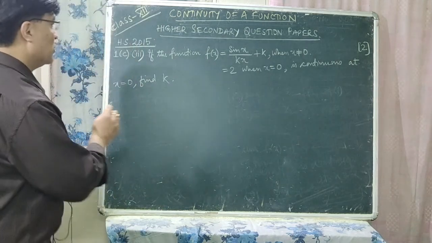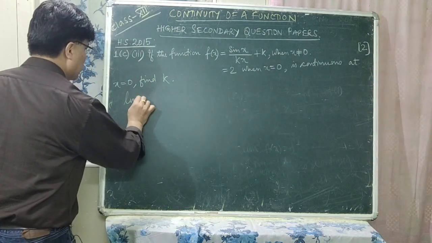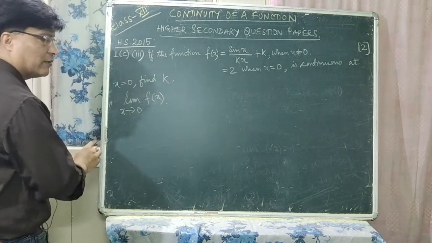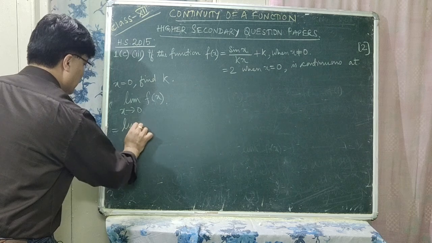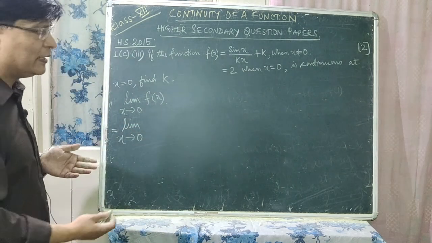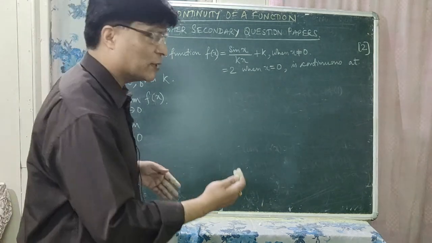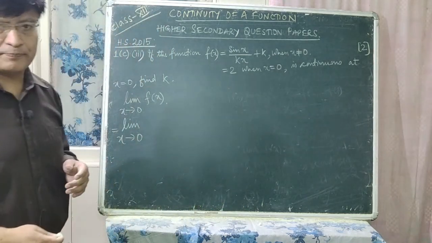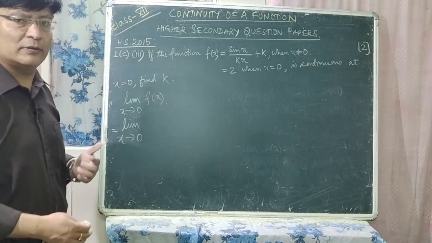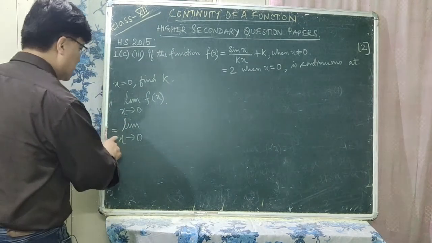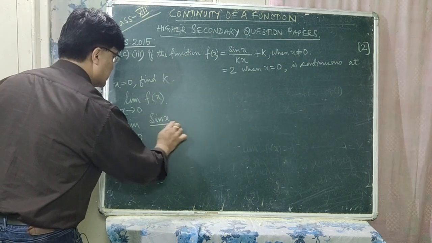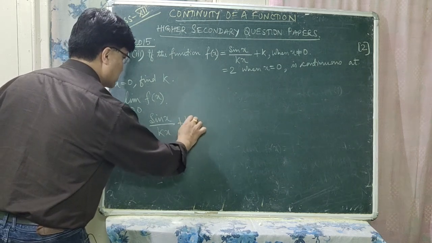Okay. So let us write down limit x tends to 0 f of x, right? So which is equal to limit x tends to 0. x tends to 0 means x is approaching towards 0 from the left hand side or from the right hand side. Okay? So in this, both right hand limit and left hand limit are included. So let us find out limit x tends to 0. What is f of x? It is sin x divided by kx plus k.